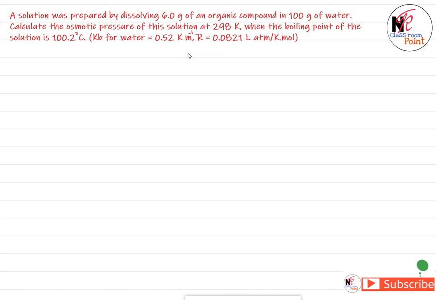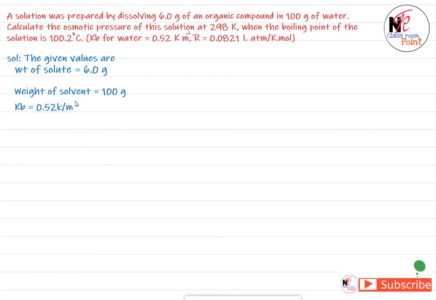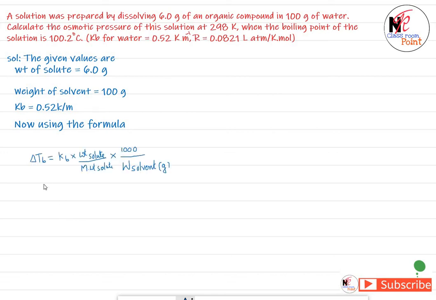So initially I'll write the given data. Weight of solute is 6 grams, weight of solvent is 100 grams, that is water. Kb value is given for water, that is 0.52 kelvin per molality. Now let's use the elevation of boiling point formula: delta Tb equals Kb into weight of solute by molecular weight of solute into 1000 by mass of the solvent.